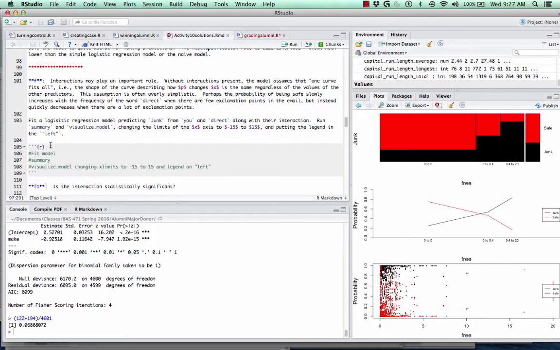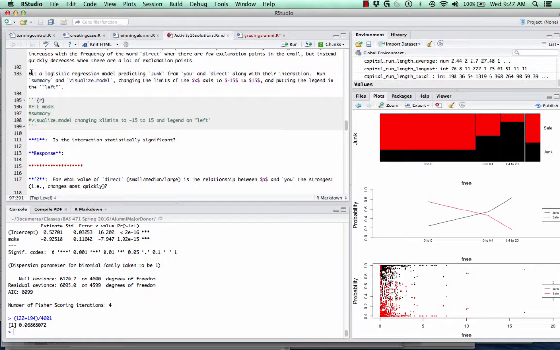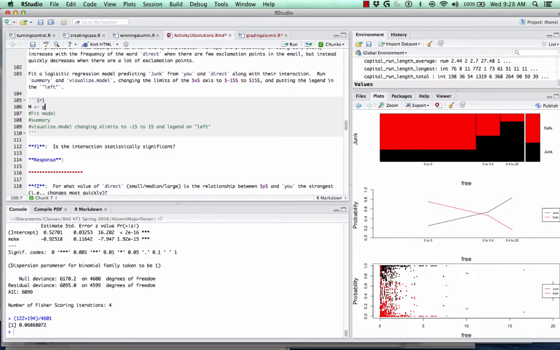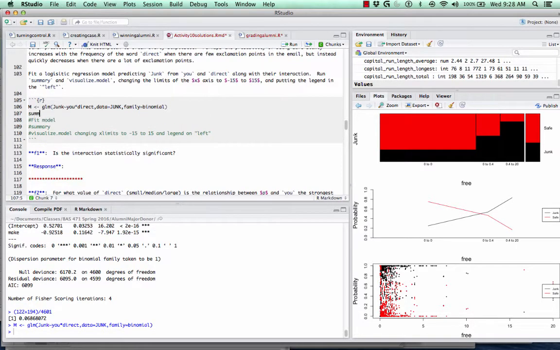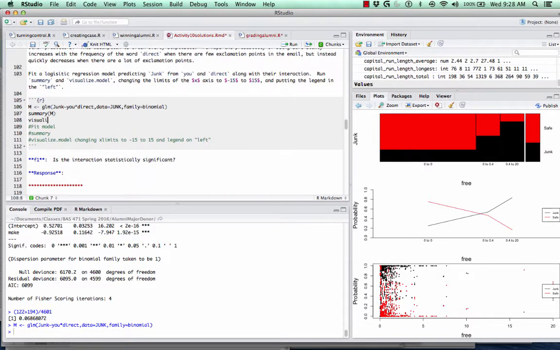So let's take a look at one specific interaction. Let's fit a logistic regression model predicting junk from you and direct along with the interaction, so we can put a star in between those two variables. Making sure we put family equals binomial so we get this right. And what we're going to do is run the summary of the model, and then we're also going to visualize the model.